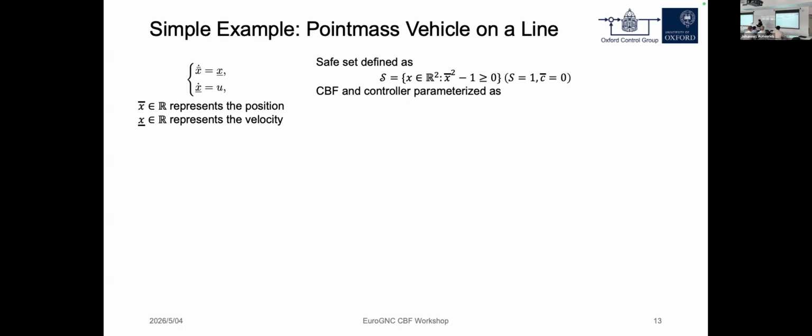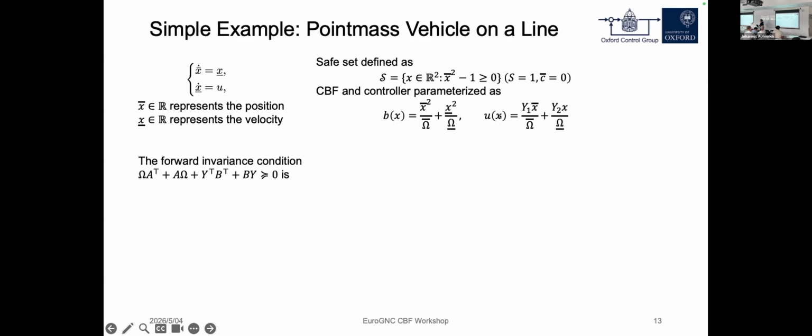So for this case, you can simply say S matrix X will be 1, and C bar will be 0, which is just the center of the unsafe set. And the CBF and the controller would be parameterized by the design parameters x overline and x underline, which are just scalars for this case. So you have a quadratic barrier function where omega overline is positive and omega underline is negative, and you have a linear controller over here. The forward invariance condition looks like this. And now it's basically very simple. It's a two-dimensional semi-definite constraint.